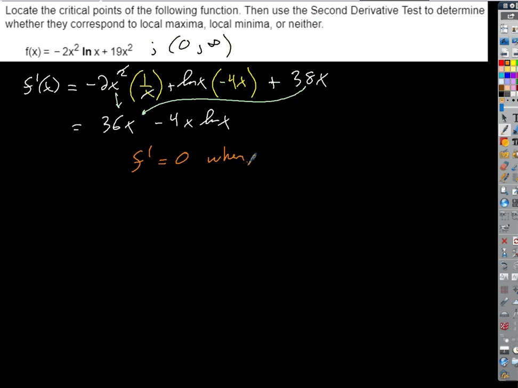When 36x minus 4x log x equals 0, when this whole thing equals 0. Let's do one step in our head, though. If that's all equal to 0, how would you solve for x? What's the first thing you'd probably do? You would subtract the negative 4x log x, move that to the other side. So it's a fair statement to say our derivative is 0 when 36x equals 4x log x? Yes. Okay.